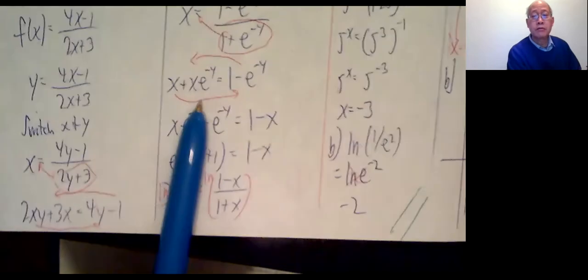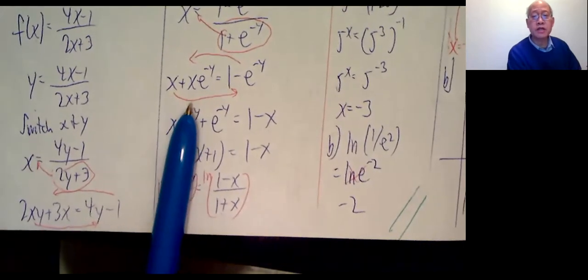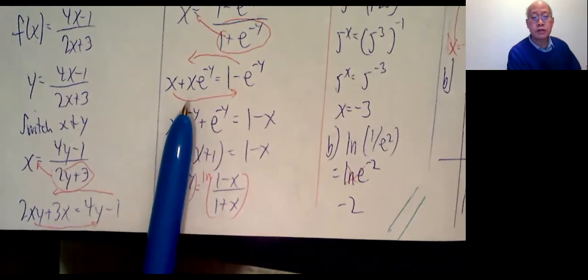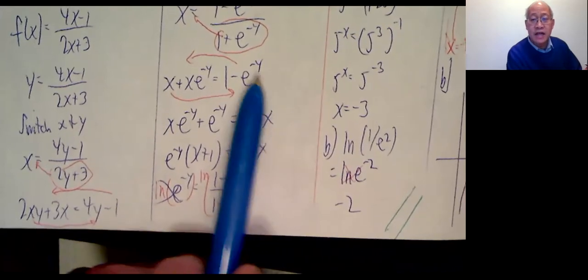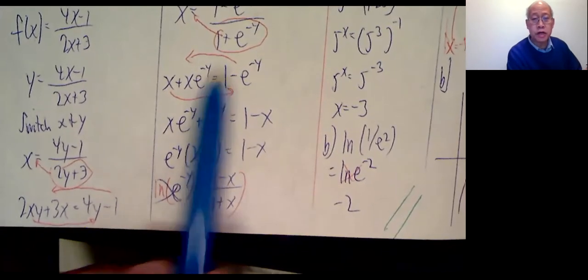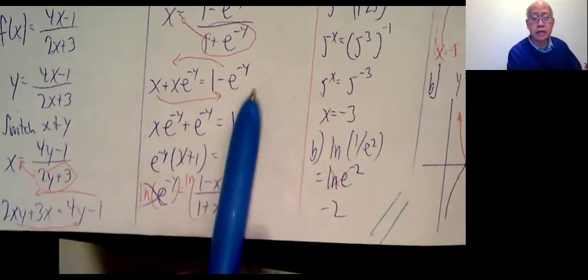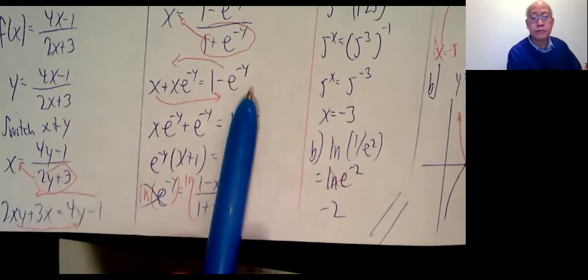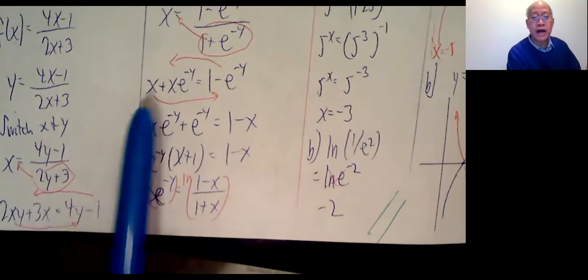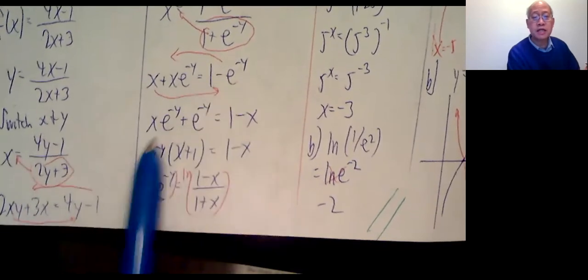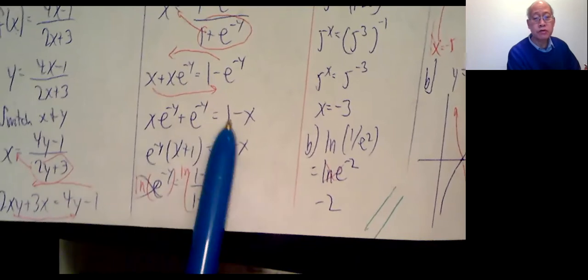Okay. Now, put all the e to the negative y's on one side and everything else on the other. So I'm going to add e to the negative y on both sides. That's what that arrow means. I'm going to subtract x on both sides. That's what that arrow means. So now I have x e to the negative y plus e to the negative y equals 1 minus x.